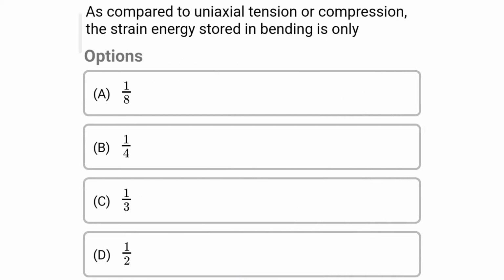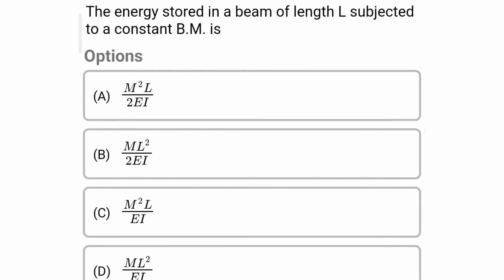So next question, as compared to the uniaxial tension or compression, the strain energy stored in bending is only option A 1 by 8, option B 1 by 4, option C 1 by 3, option D 1 by 2. So the correct answer is option C 1 by 3. So next question, the energy stored in the beam of length L subjected to the constant bending moment M is option A M square L divided by 2 EI, option B M L square divided by 2 EI, option C M square L divided by EI, option D M L square divided by EI. So the correct answer is option A M square L divided by 2 EI.